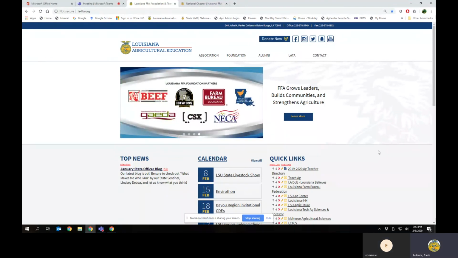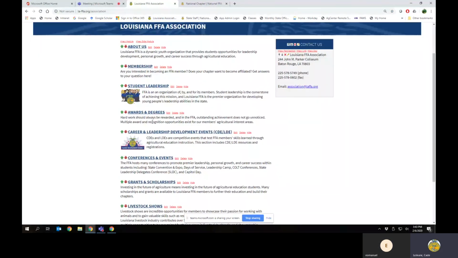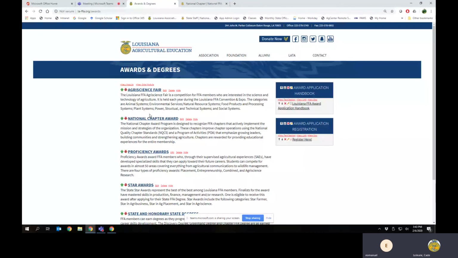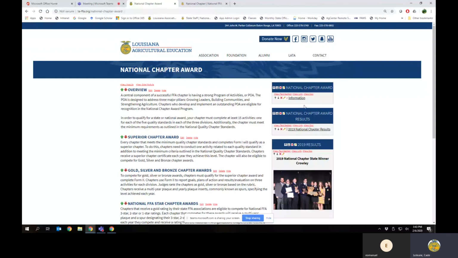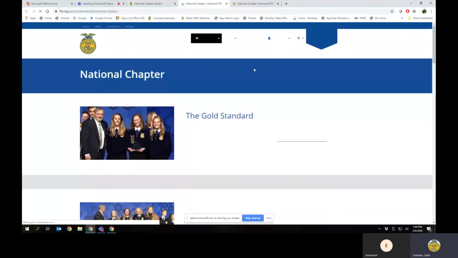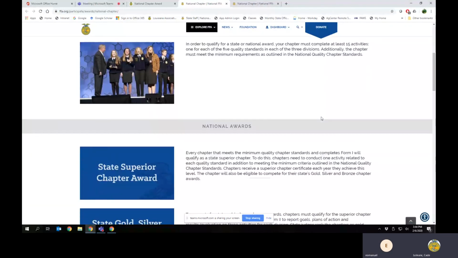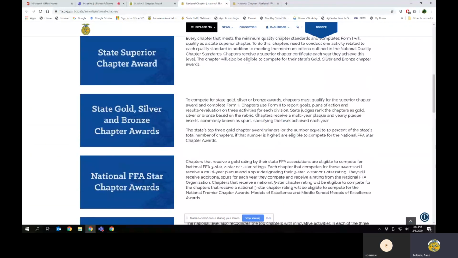There's two ways you can get to it. If you go to our state website, and click on association, and click on awards and degrees, and then click on National Chapter Award, right there on the right where it says information, that's going to take you to the national website. And it will take you directly to the National Chapter Award page. On the National Chapter Award page, when you scroll all the way down, it gives you the description of all the awards, and you scroll all the way to the bottom to resources.